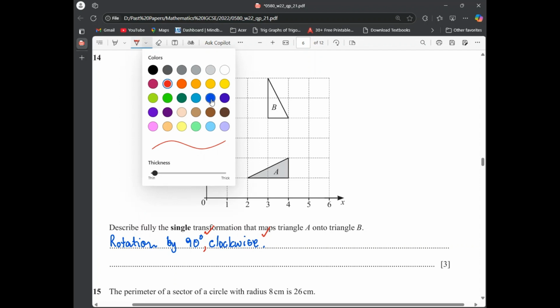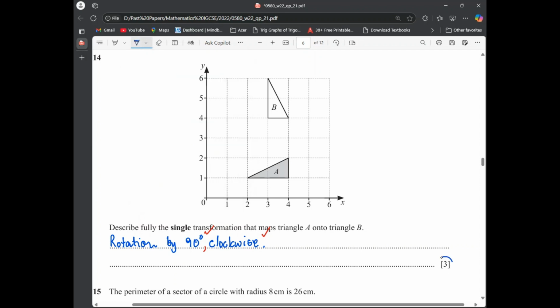Now, to gain the other mark, because this is a 3 marks question, you have to find the center of rotation. So we have to find the x and the y value for the rotation, your ordinate and your abscissa value. Now then, how do we find that center, which is most of the time a question that's left out? This is what you do.